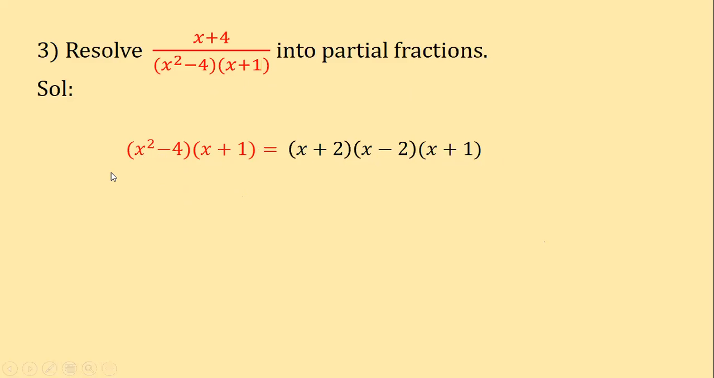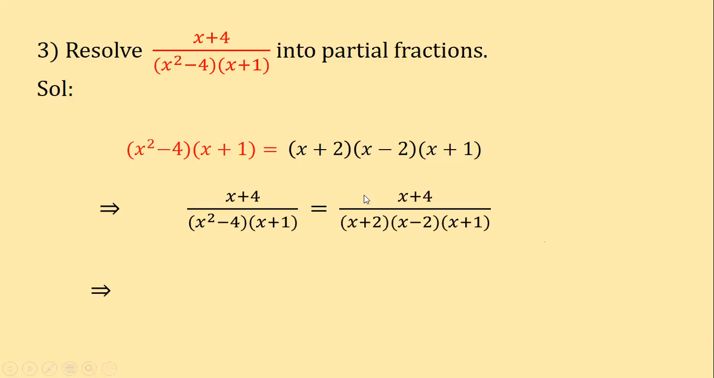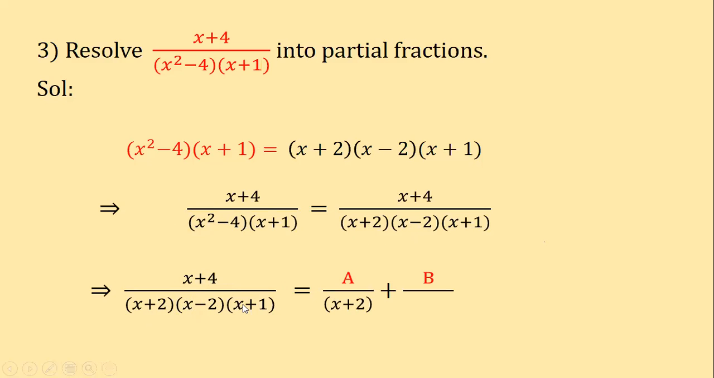Okay, so now let us see here how to write the partial fractions of our given fraction. (x plus 4) by (x square minus 4) into (x plus 1) is equal to (x plus 4) by (x plus 2) into (x minus 2) into (x plus 1), means I am replacing this x square minus 4 by the product of these two factors. Clear? Now if you observe, there are three non-repeated linear factors. So for each non-repeated linear factor we get a partial fraction. So here how many are there? Three factors are there. So we get three partial fractions.